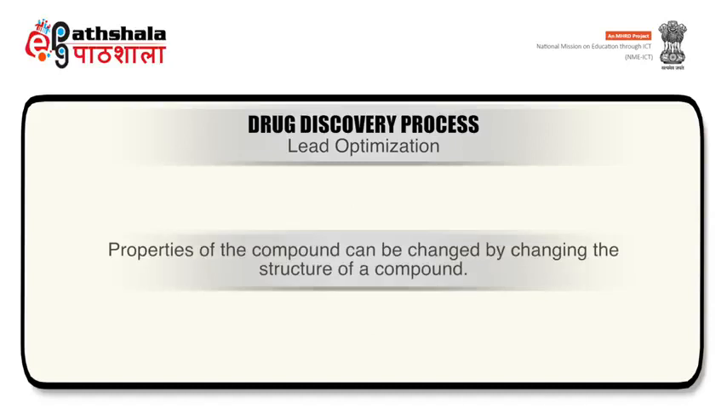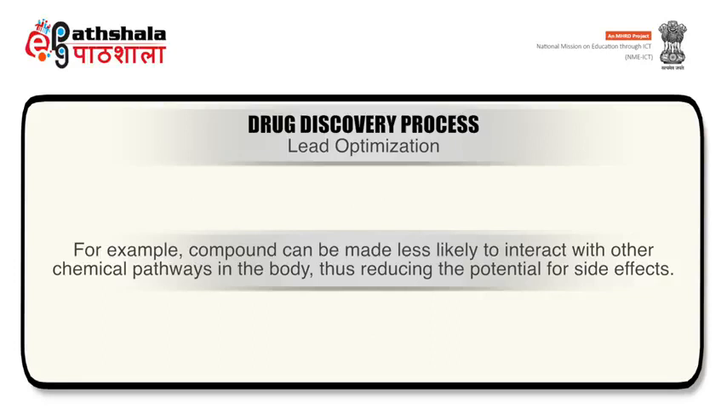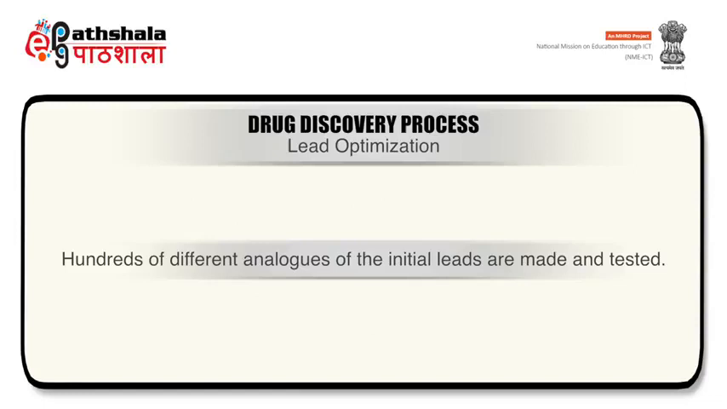Properties of the compound can be changed by changing the structure of a compound. For example, compounds can be made less likely to interact with other chemical pathways in the body, thus reducing the potential for side effects. Hundreds of different analogues of the initial leads are made and tested.